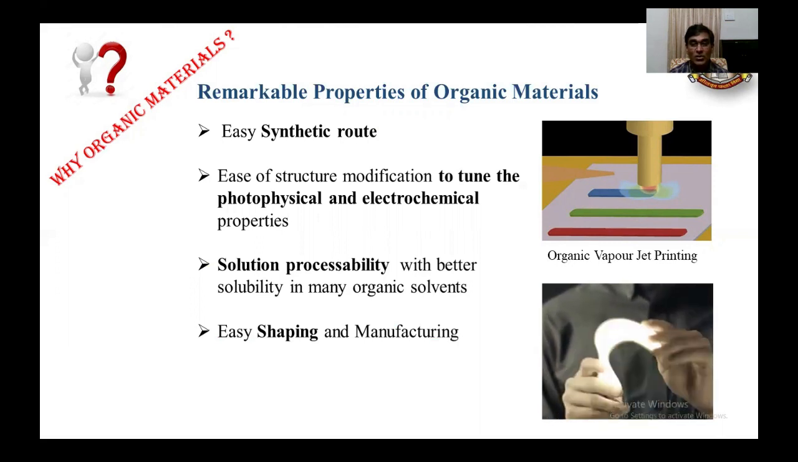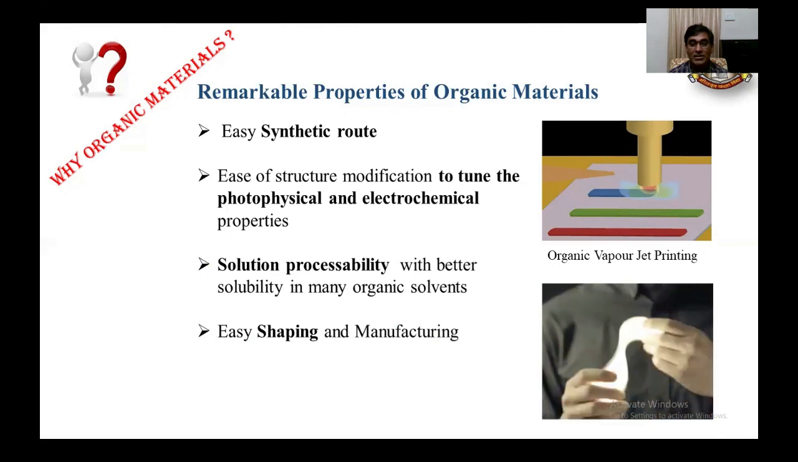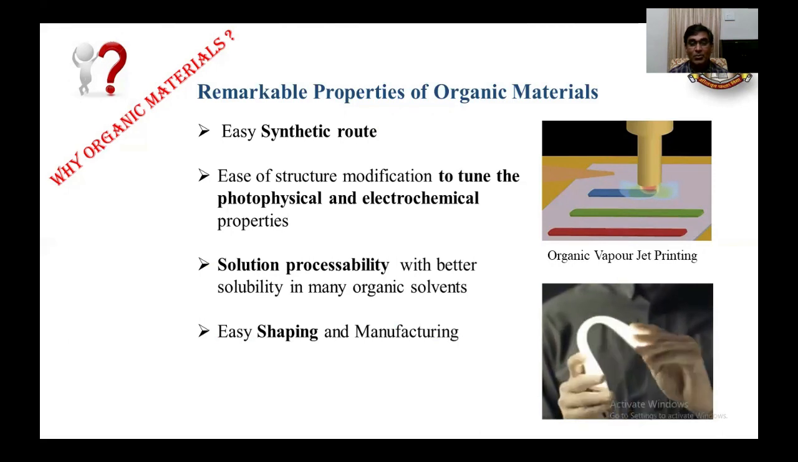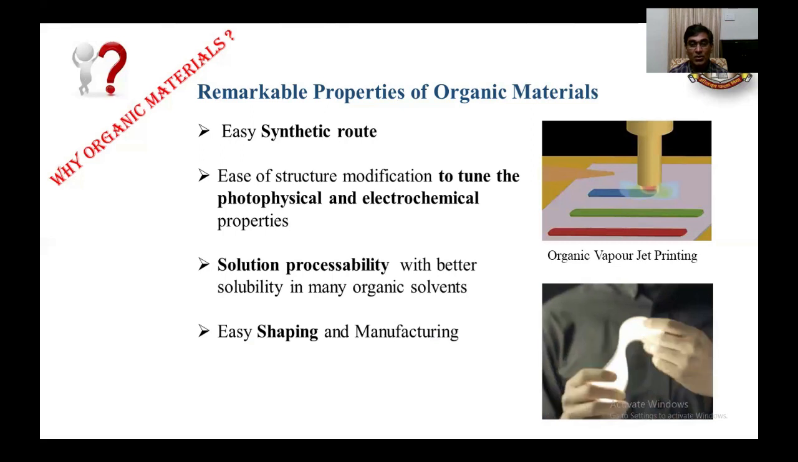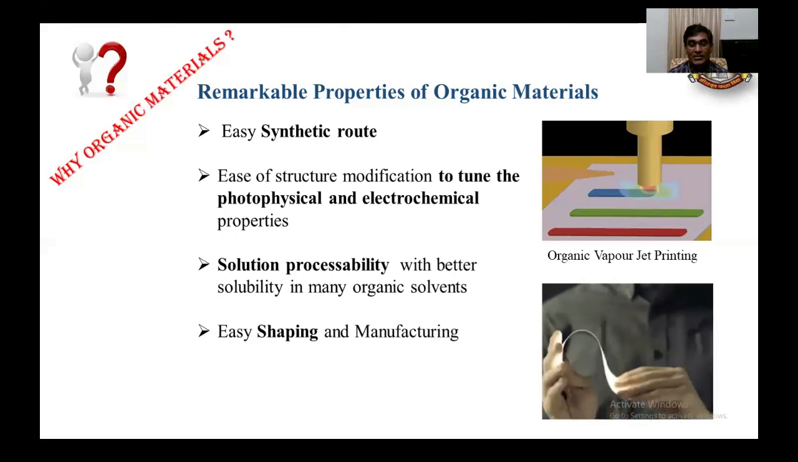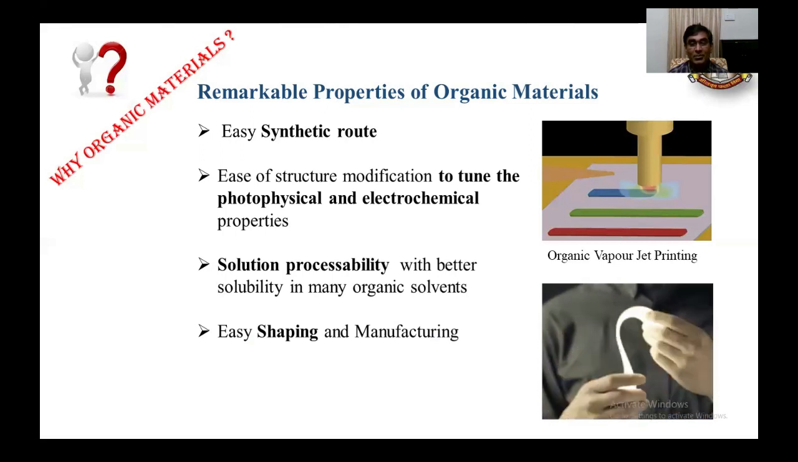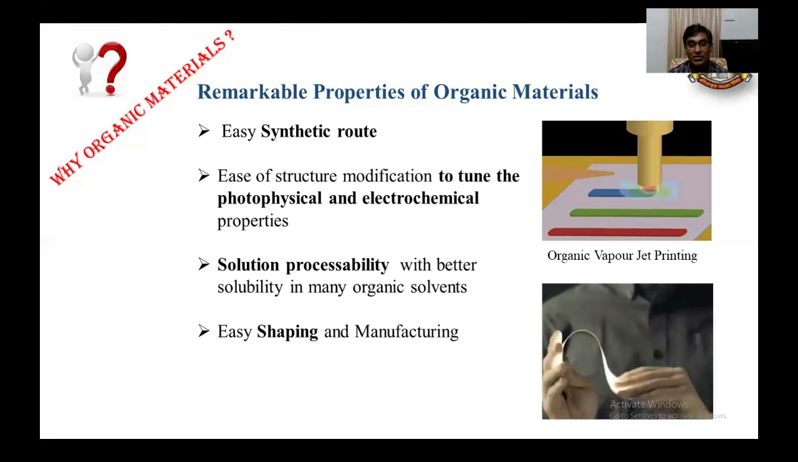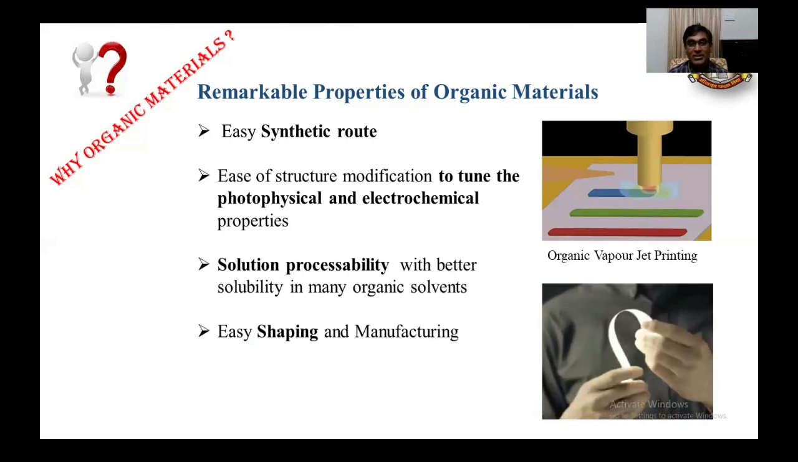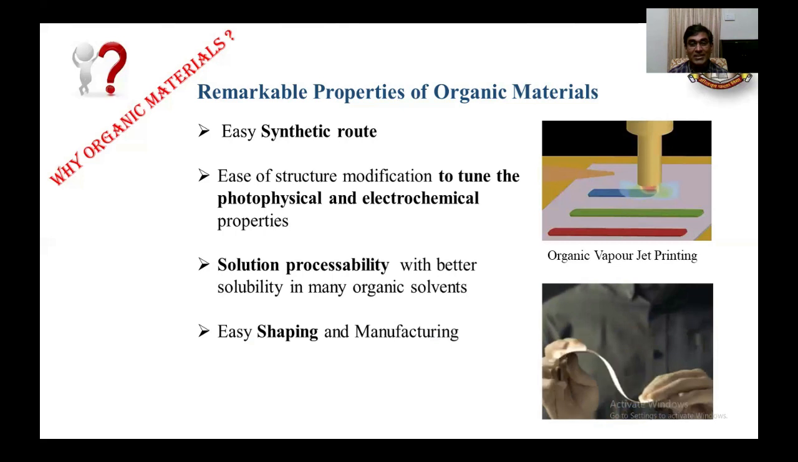And we can easily shape and manufacture devices using organic semiconductors. So you can see here organic jet printing on this flexible substrate, and this is a flexible OLED screen. So it's very flexible. Okay, now let's go.